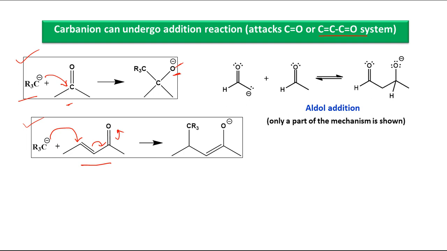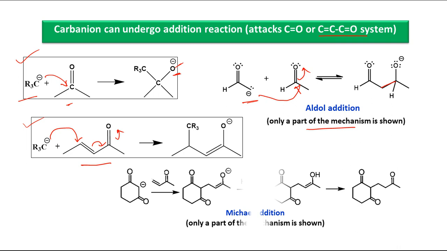Here we have only a part of the mechanism which we observe in aldol addition. So in aldol addition, there is first generation of carbanion, and this carbanion is now attacking at this carbonyl carbon, negative charge over oxygen. We are getting this new CC bond.